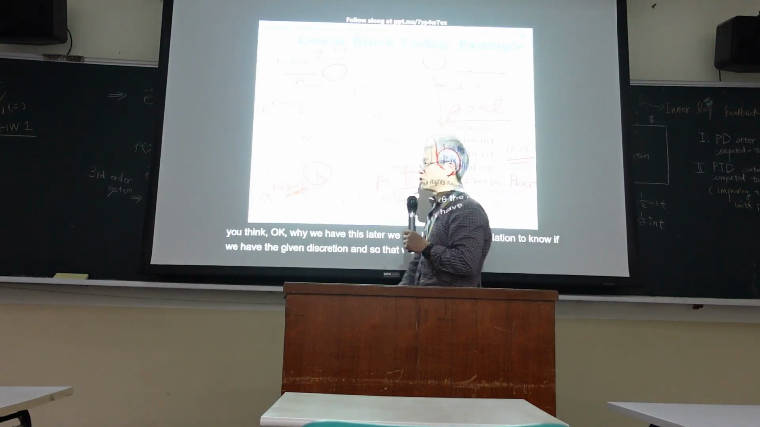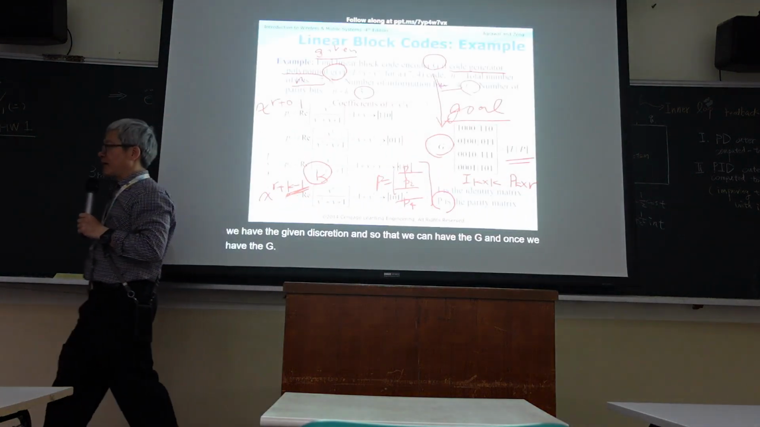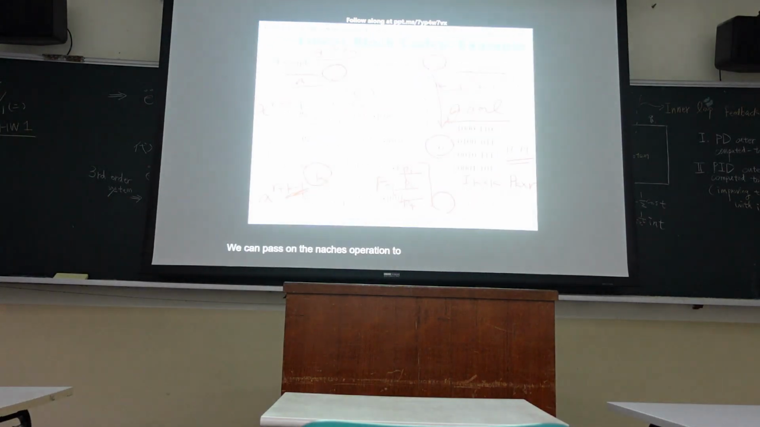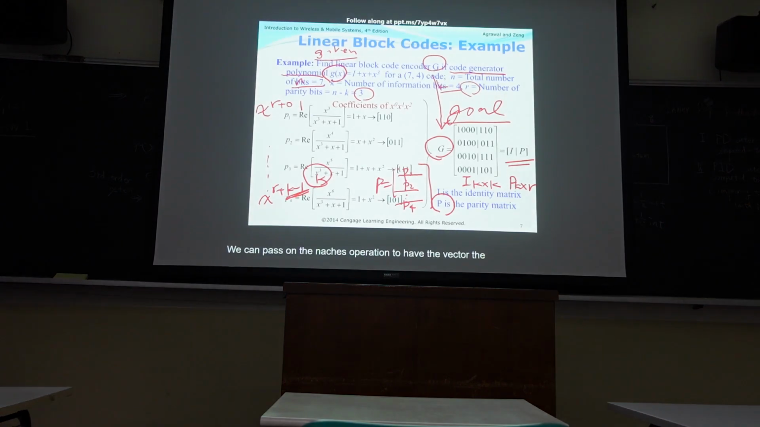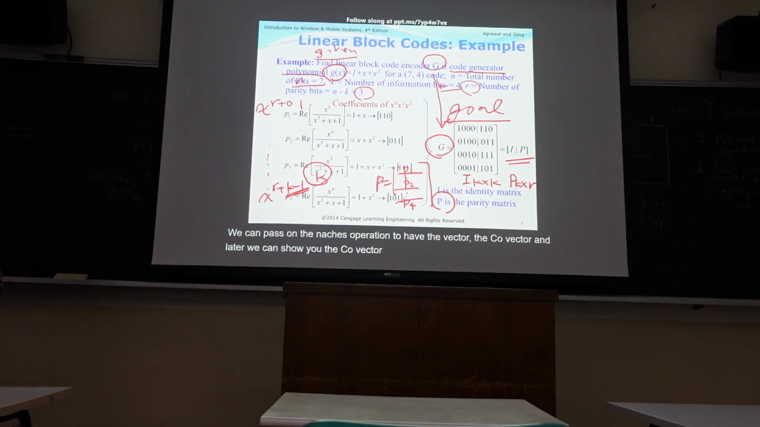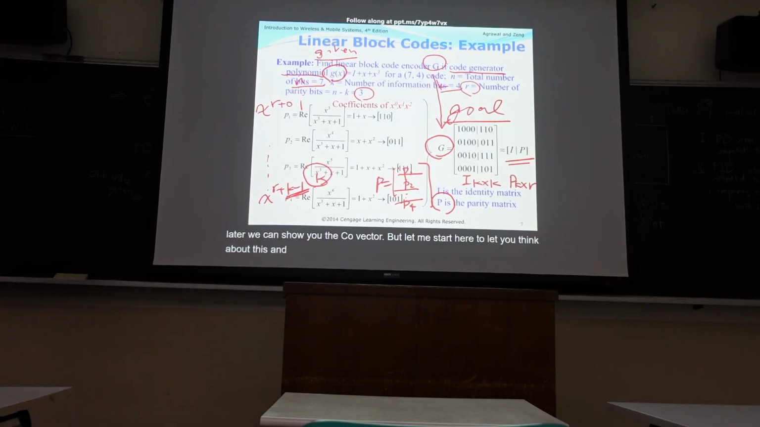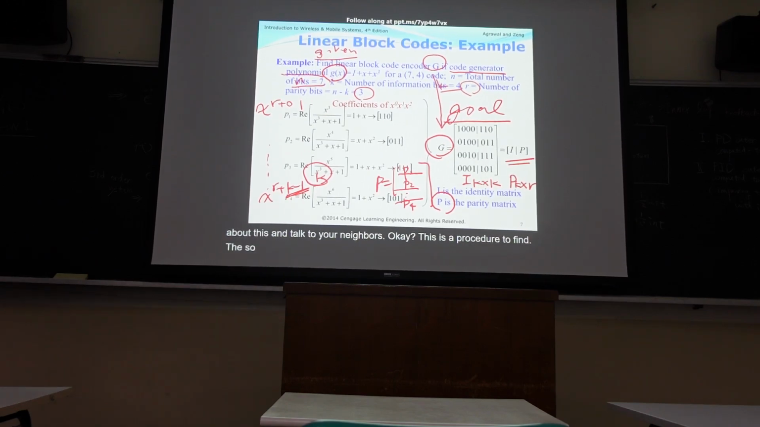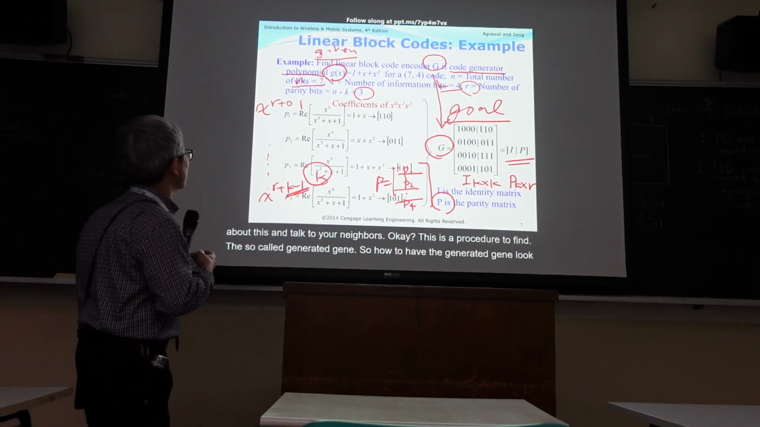And once we have the G, we can pass on the matrix operation to have the vector, the codeword. Later we can show you the codeword. But let me start here to let you think about this and talk to your neighbors. Okay, this is a procedure to find the so-called generator G. So how to have the generator G? Look at this.